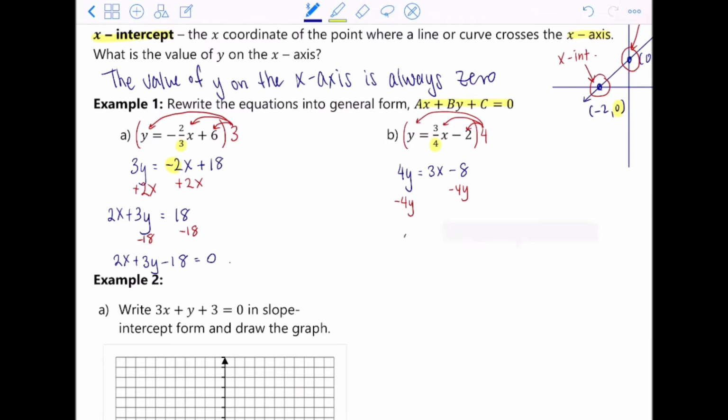We do this so that we can have x and y and the constant on one side. Okay, so we get 0 left on the left-hand side. We have 3x minus 4y minus 8. This is already in general form, but if you want, you can rewrite it so that 0 is on the right-hand side. Just switching the side now.